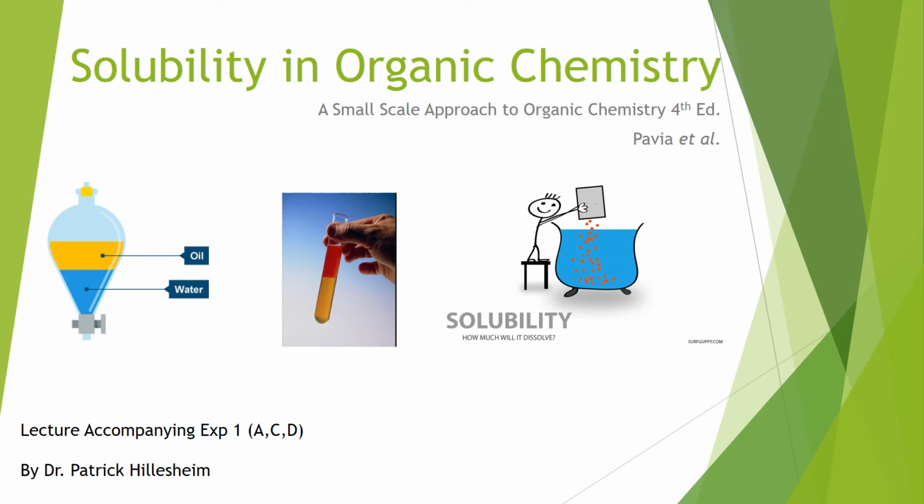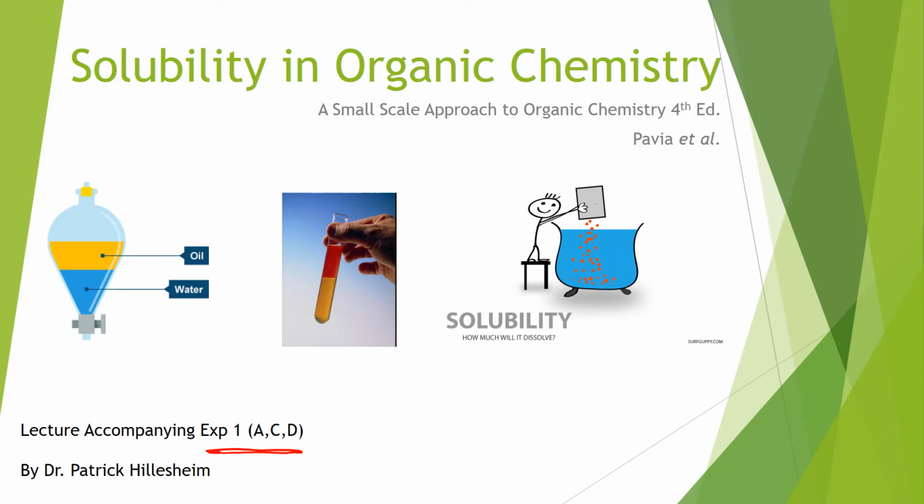One of the first experiments which we will do is to learn about solubility in organic chemistry. This is to accompany experiments 1, parts A, C, and D, which comes out of the Small Scale Approach to Organic Chemistry book. So we will be following through a little bit of the pre-lab lecture for those experiments.